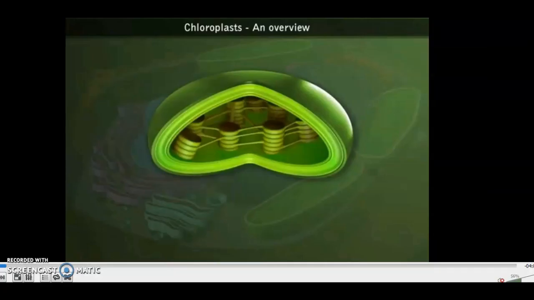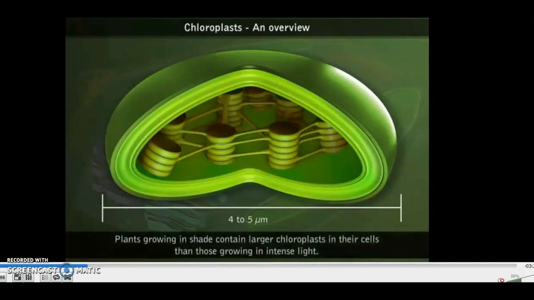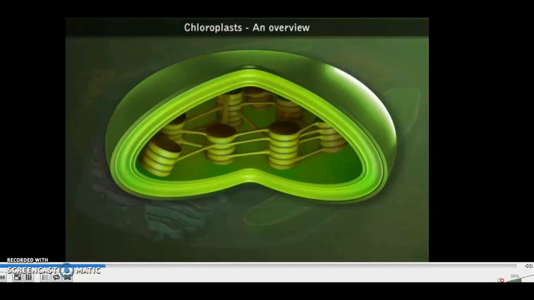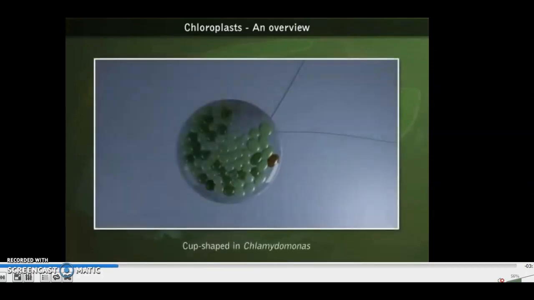Chloroplasts in green plants constitute the photosynthetic apparatus. The size of chloroplast is generally 4 to 5 micrometer. The size varies depending upon the species. The plant growing in shade contains larger chloroplasts in the cell as compared to the plant which is growing in intense light. So the size of the chloroplast may also vary depending upon the species.